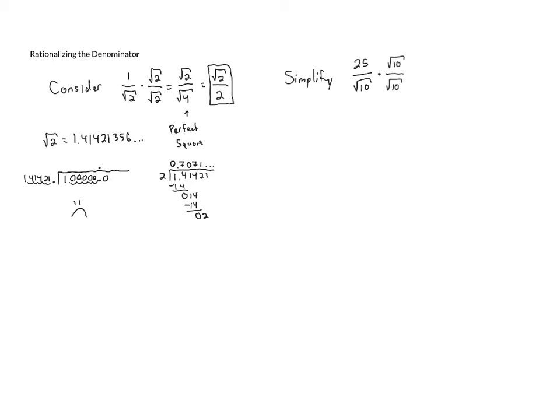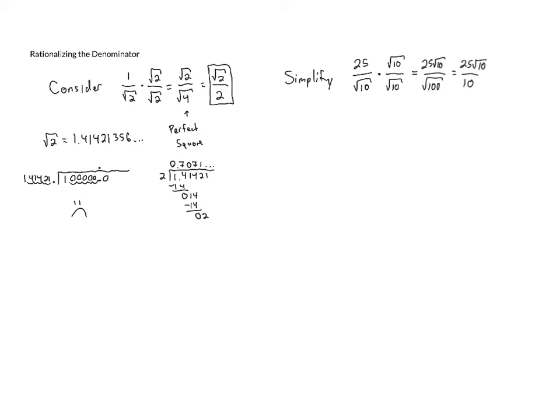In fact, this is always going to work because when you multiply something by itself, you end up with a perfect square. This gives us root 100 in the denominator, and the square root of 100 is 10. So by multiplying the denominator by itself, we end up with a perfect square in that radical that we can then simplify. In the top, we get 25 root 10.